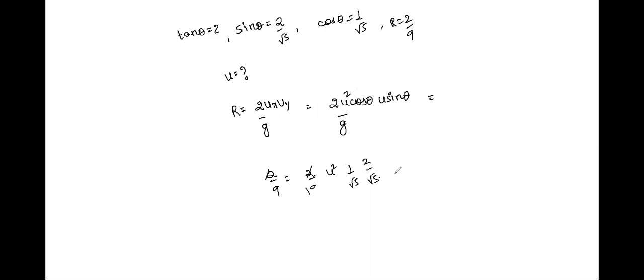Let's see, u square is equal to root 5 into root 5, that is 5 into 10, whole by 2 into 9. Just cross check, have a look. Correct? I think that's right, sir. Okay. So once we have this, all we're going to do is find the root of this and get the answer. We'll get the answer as u is equal to 5 by 3 meter per second.